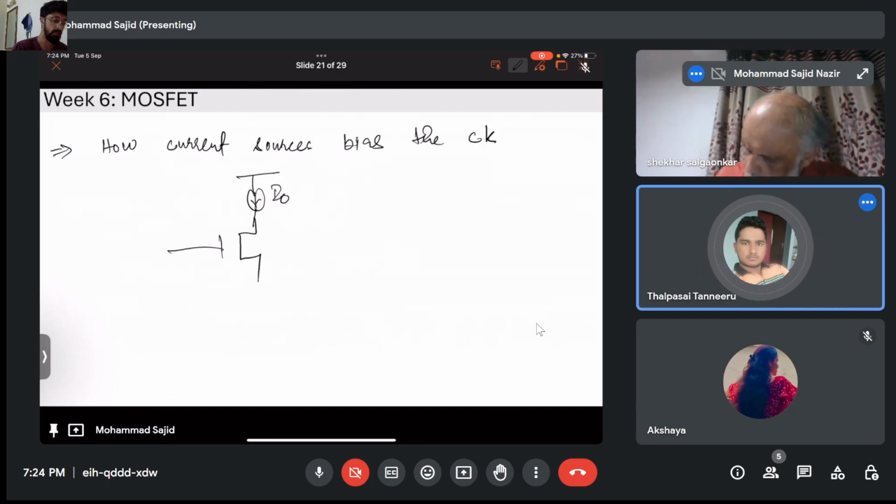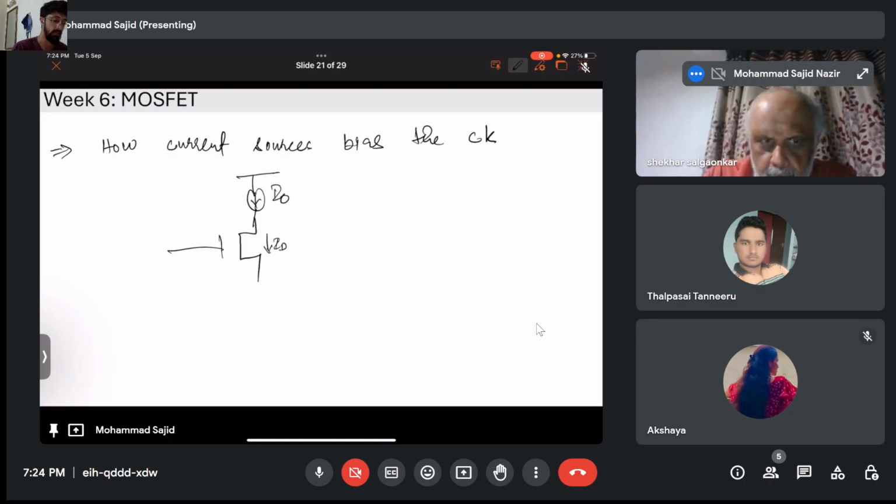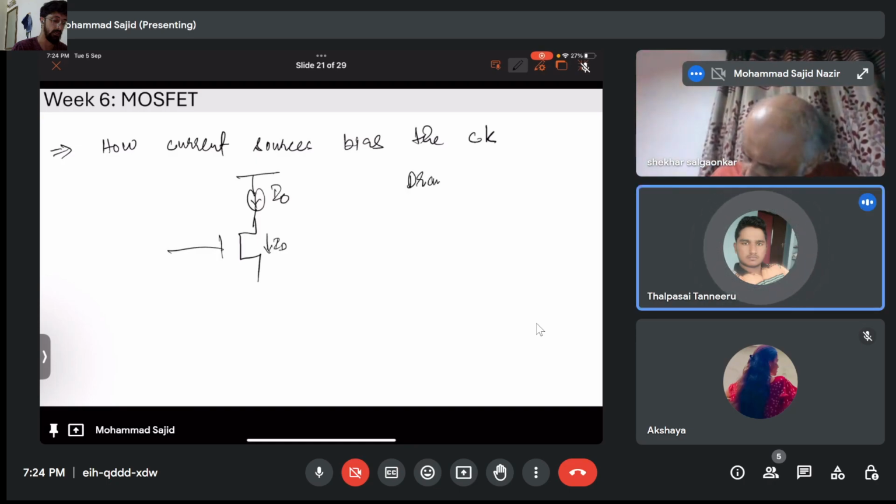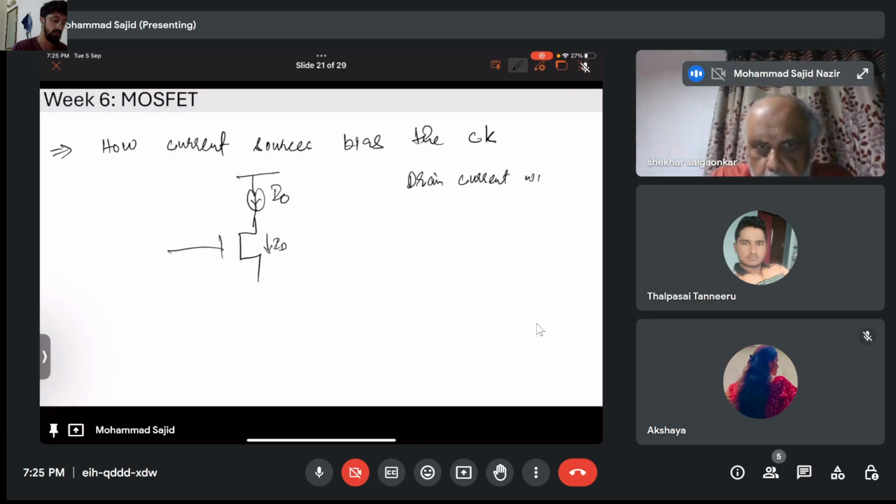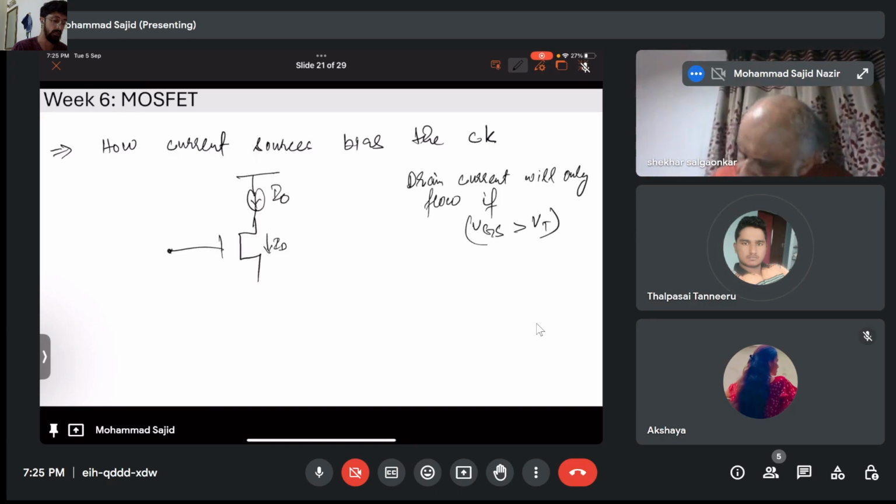Drain current will have some current, and the rest of the parameters will have VT. So with this, let's say this is the drain current. Drain current is 1 by 2 mu n C ox (VGS minus VT) whole square. Drain current will only flow if VGS is greater than VT, right? Yes, sir. This is my gate, this is my source, this is VGS.